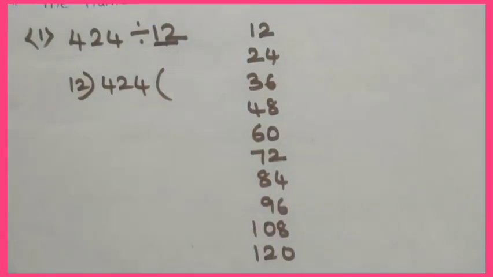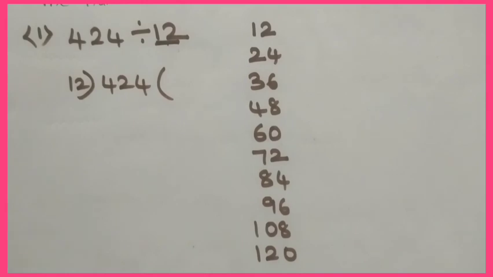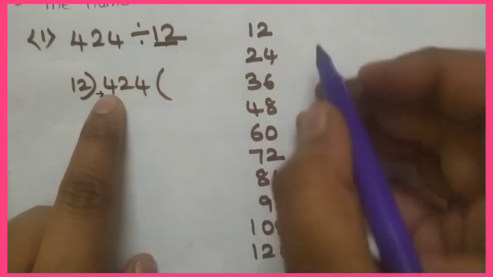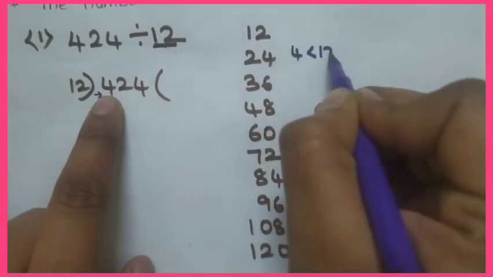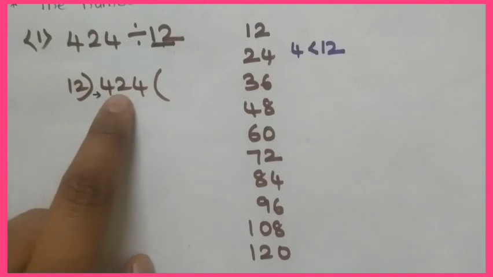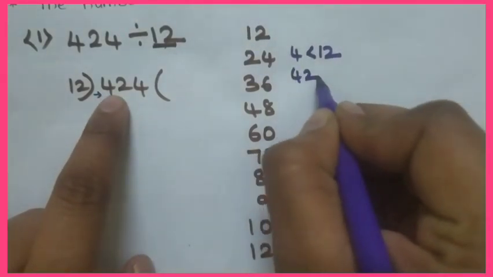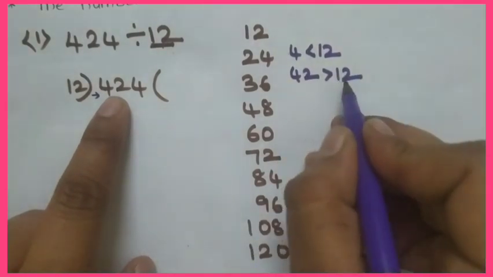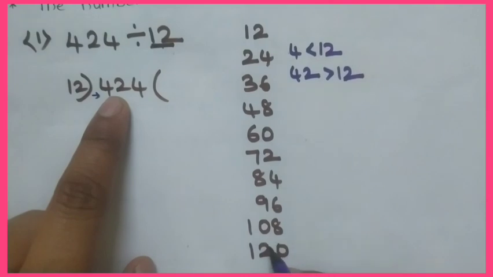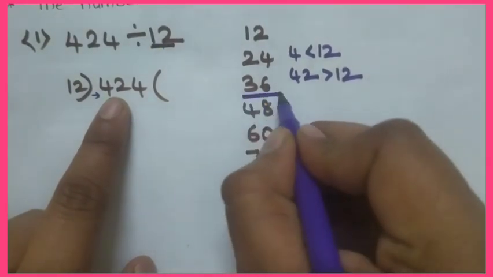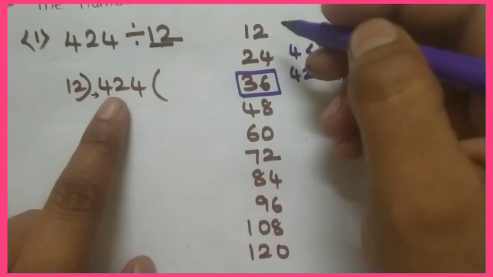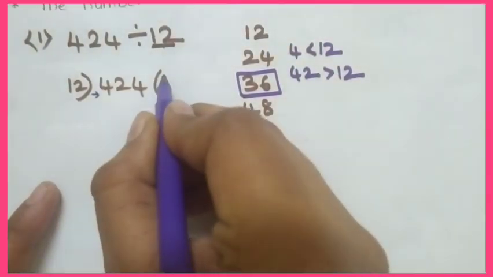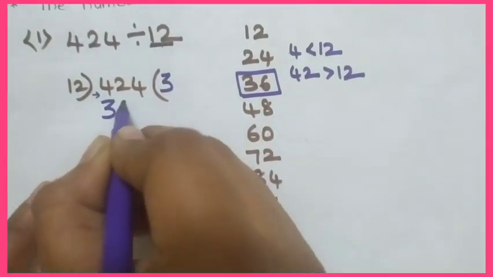424 divided by 12. Okay, look here children, in division we will do from this side. What is the digit here? 4. 4 is less than 12. Yes, so we have to take 2 digits. 42. Okay, 42 is greater than 12. So in 12 table will we get 42? No. Before 42 which number will we get? Yes, 36. When we get 12 ones are 12, 12 twos are 24, 12 threes are 36. So we will write here 12 threes are 36.